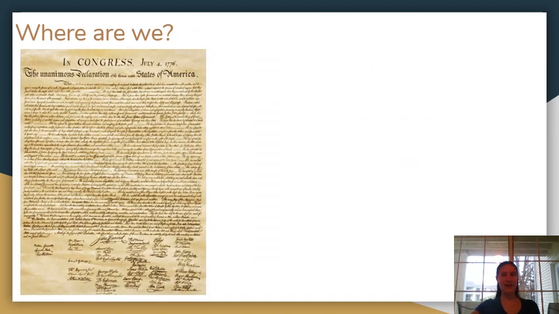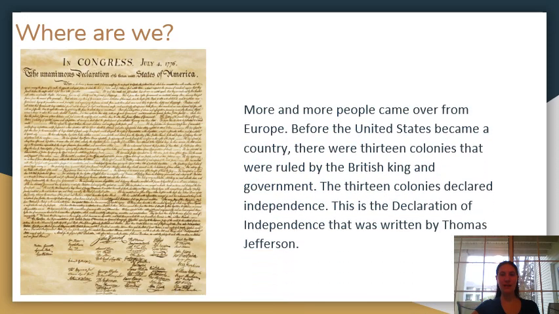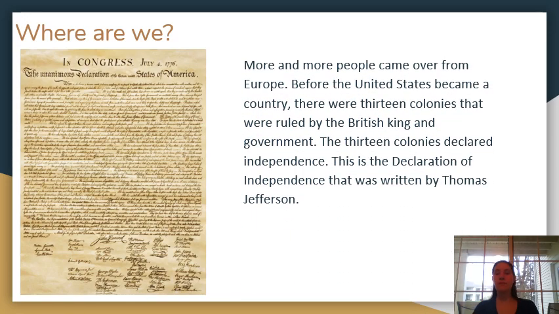And you all recognize this document, the Declaration of Independence. Before the United States became a country, there were 13 colonies ruled by the British king and government. We just heard all about this. The 13 colonies declared independence. This is that Declaration of Independence that was written by Thomas Jefferson that a lot of you talked about in your paragraphs about Thomas Jefferson.